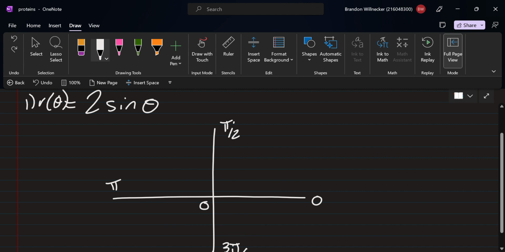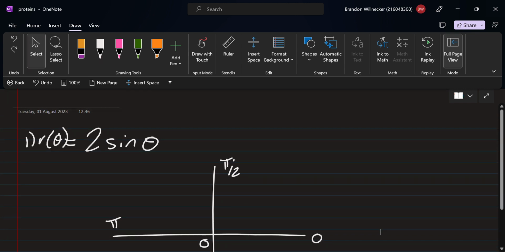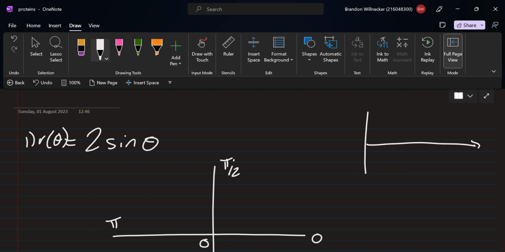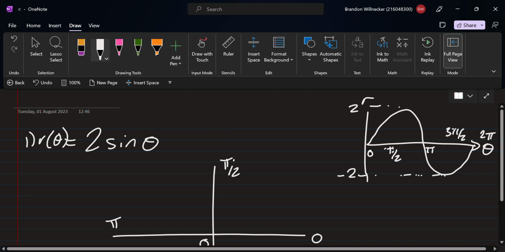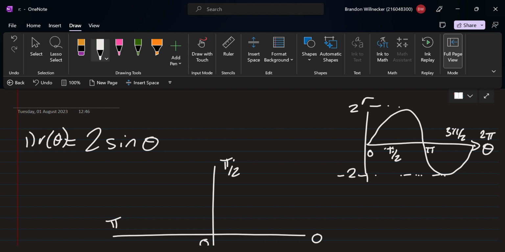So what's this going to look like? Let's do a little sketch of what the distances will be. We have r equals 2 sine theta, so that's going to be something like this, where the highest point is 2 and the lowest point is -2. And then some special angles to help us: 0, pi over 2, pi, 3 pi over 2, and 2 pi. There are more angles in between, but we're just going to stick with these.